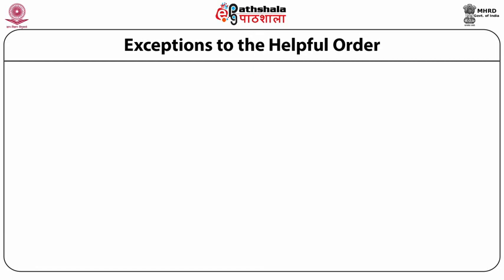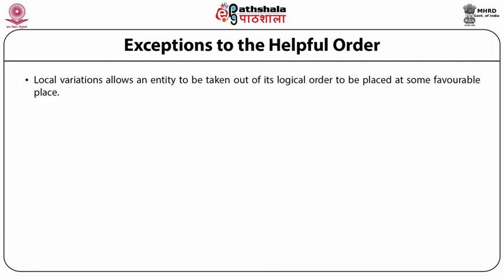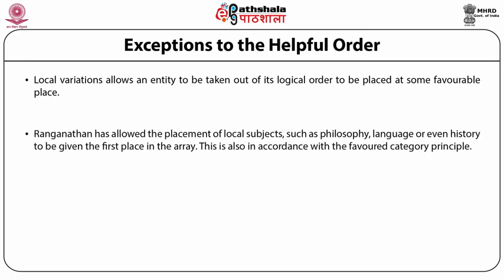Exceptions to the helpful order. Now let us explain. Local variations allow an entity to be taken out of its logical order to be placed at some favorable place where it is more likely to be used. Ranganathan has allowed the placement of local subjects such as national philosophy, language, or even history to be given the first place in the array. This is also in accordance with the favored category principle.